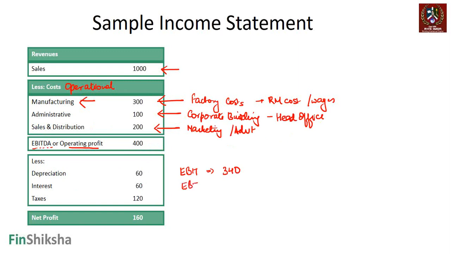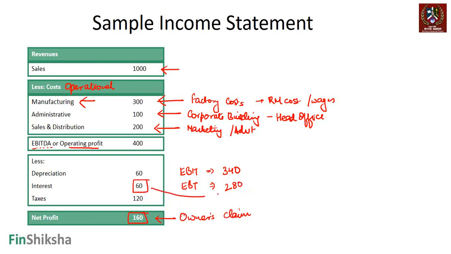So what will be my EBT or profit before tax, PBT? That's 280. On this, I apply a tax. The tax is 120. So my final net profit, which is what the owner's claim is there in the business, that is called the net profit. That is 160, right? What is the lender's claim?